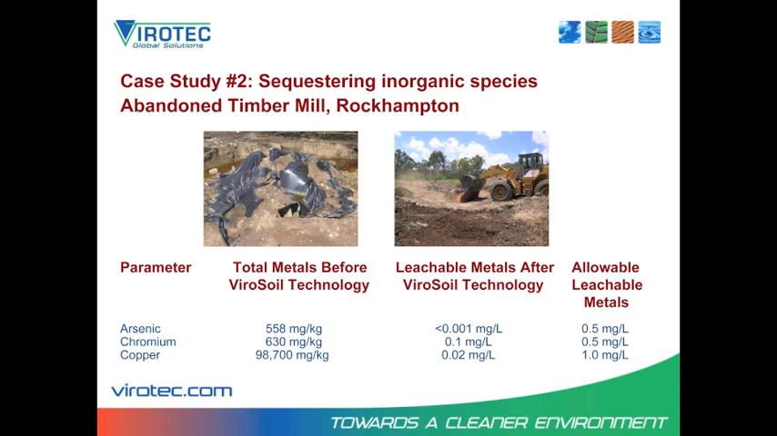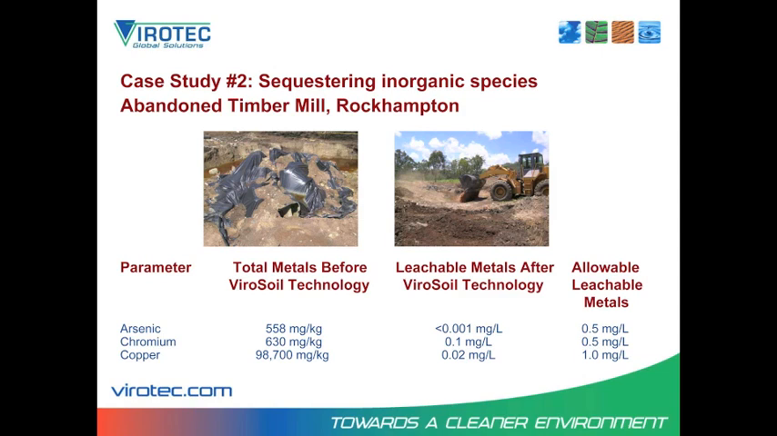A second example of sequestering inorganic species, this time at an abandoned timber mill outside of Rockhampton. And you can see there the typical profile for copper chrome arsenate on the left-hand side, here represented as arsenic. These are the totals before. I don't have leachables before, but they're obviously less than those numbers. And the allowable leachable metals to the right, and leachable metals after addition. This too was an on-site treatment with off-site disposal.